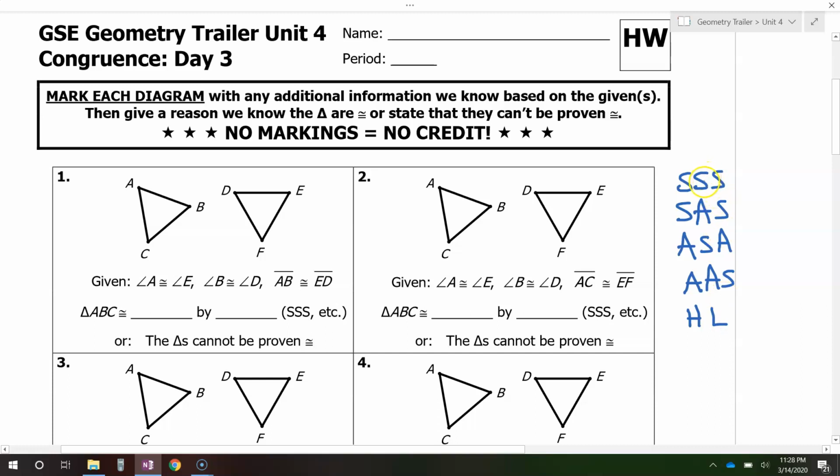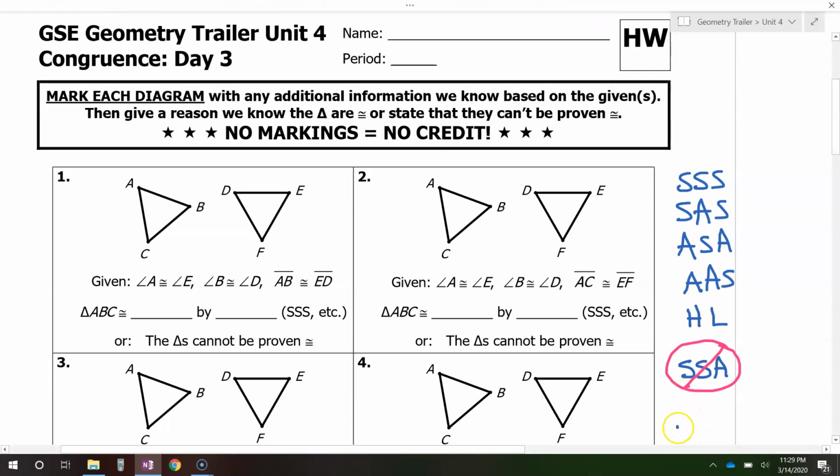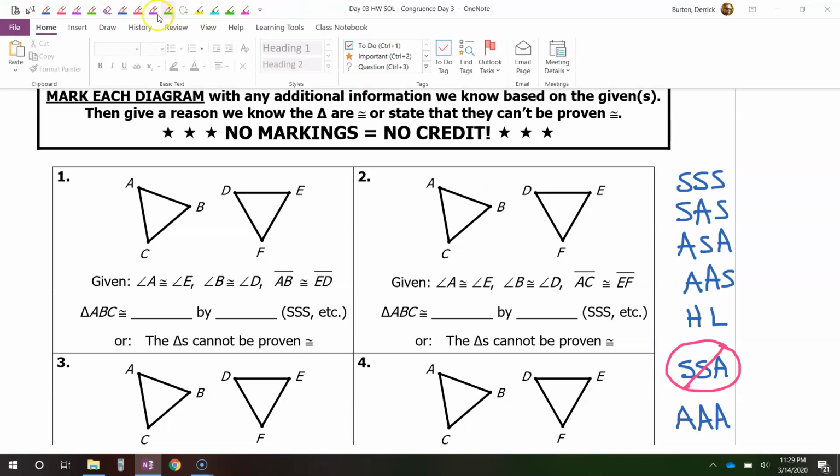So as you can see, almost every arrangement of sides and angles will work to prove that two triangles are congruent, but here are 2 that do not work. Side-side angle does not prove that two triangles are congruent. So I'm going to put a big circle around that. That is a no, proves nothing. And the other one that does not work is angle, angle, angle. Having 3 angles that are congruent does not prove that two triangles are congruent.